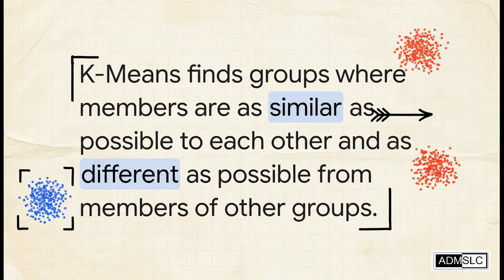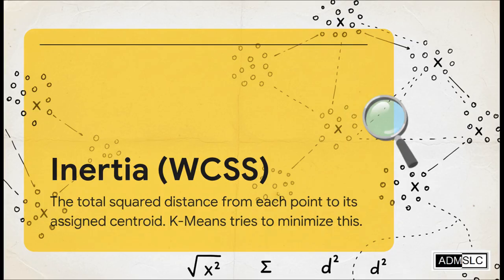The main goal here is to make sure that the things inside any one group are as similar or as close together as possible. So how does it know if it's doing a good job? Well, it uses this metric called inertia. It's also known as the within cluster sum of squares, which sounds complicated, but the idea is simple. Think of inertia as a measure of how tight the clusters are. For every single point, the algorithm calculates how far it is from the center of its own cluster, squares that distance, and then adds all those squared distances up. The main objective? Get that total number as low as possible. Lower inertia means you've got dense, compact, and well-defined clusters.